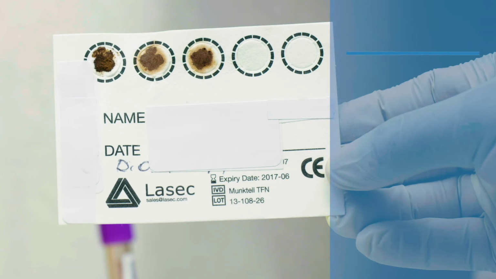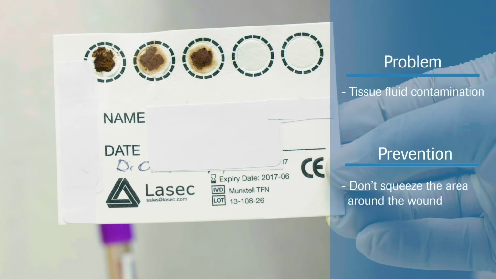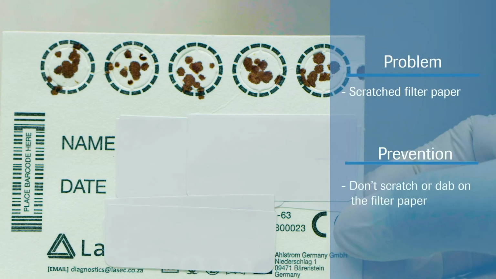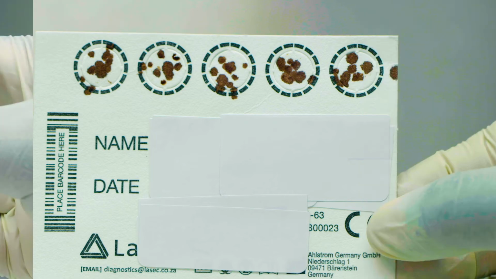Another possible cause is tissue fluids in the blood. You can avoid this by not squeezing the area around the puncture wound. Samples like this will be rejected by the laboratory. A problem can also arise from scratching the filter paper. To prevent this, allow full drops to contact the DBS card. Do not allow the finger to touch the card.